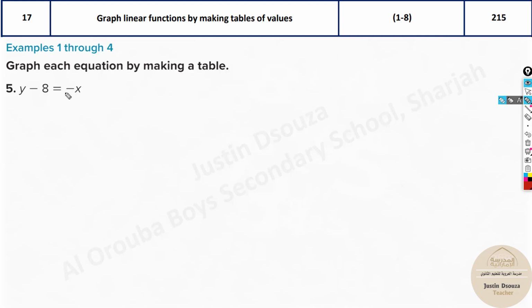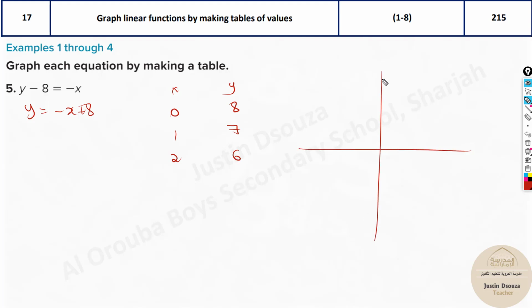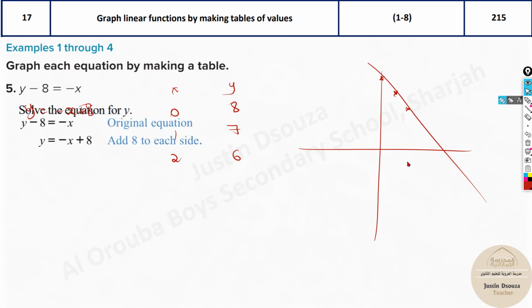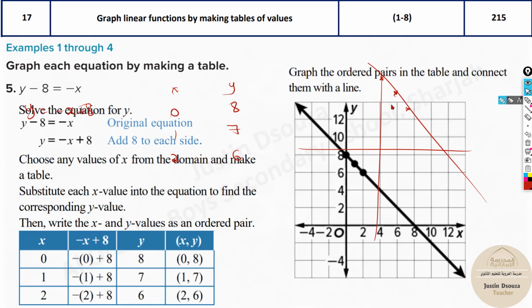Now over here, how you do it is, first rearrange this and write y equals minus x plus 8. Now assume x values 0, 1, 2. So substitute over here, x as 0, y is 8. Substitute 1, y is 7, 2, y is 6. Then just graph. When x is 0, y is 8. Next, when x is 1, y is 7, then 6. Draw a line, that is the graph. Very simple. Mine is not so accurate, I've not done it accurately, but if you mark the points, it's the same thing.